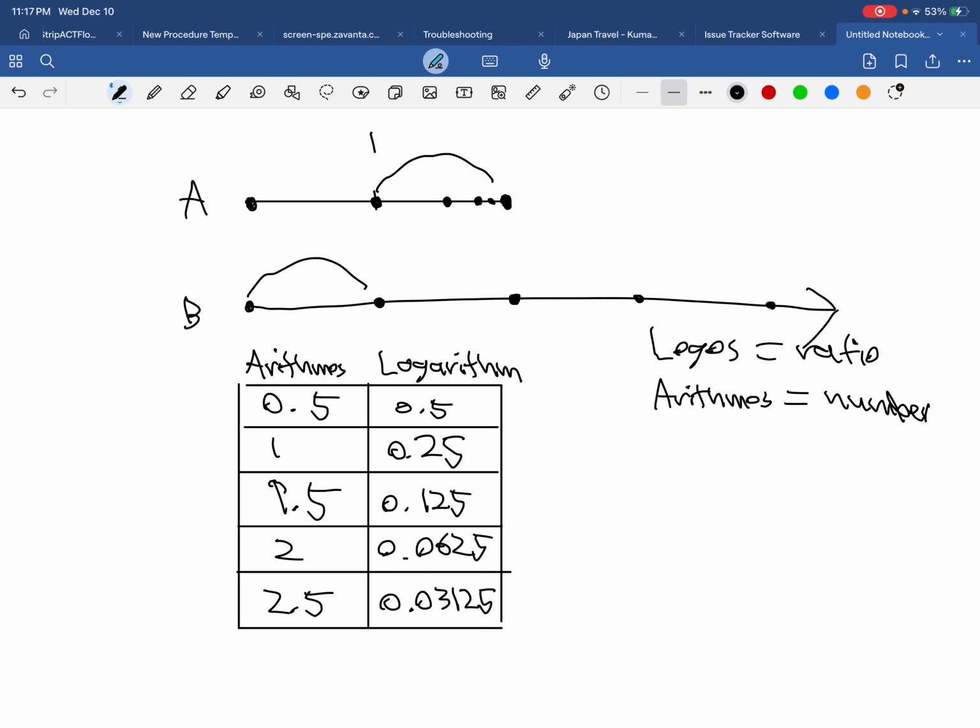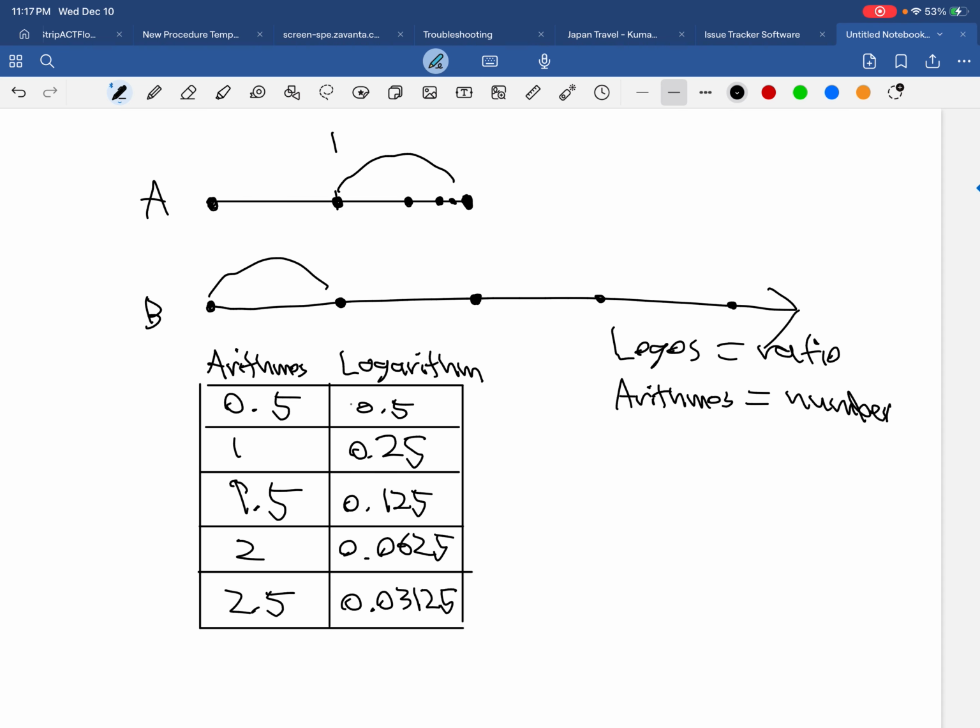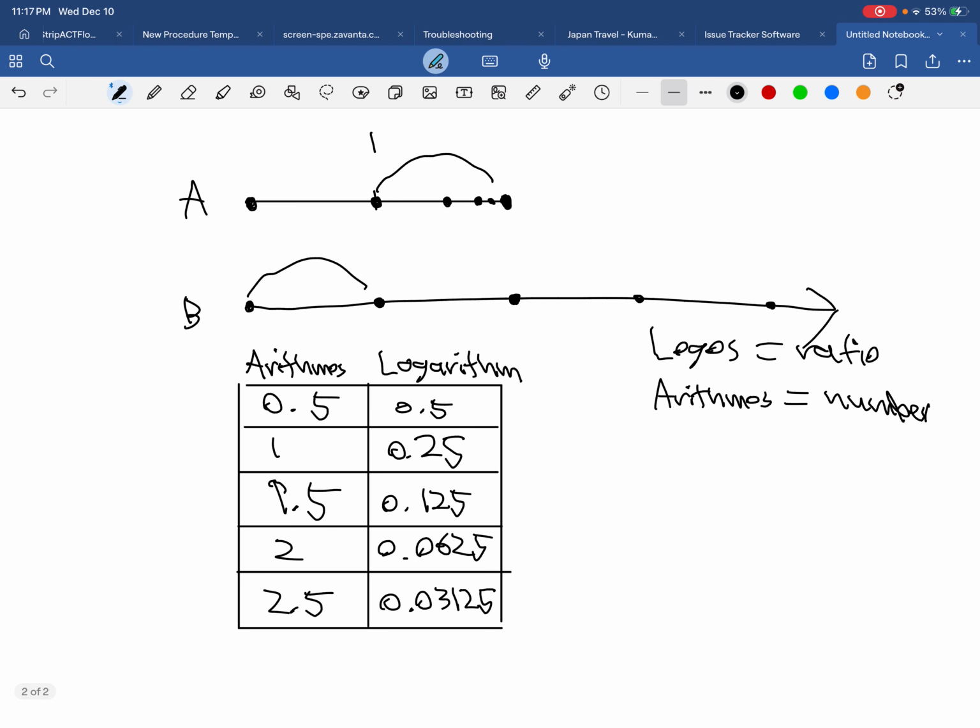And I don't know how he came to this conclusion, but Napier figured out that if you multiply, for example, 0.5 times 0.25, if you add the values of arithmos, the number, then at 1.5, you'll find the sum, or the product of that multiplication. And it works for every number on here.